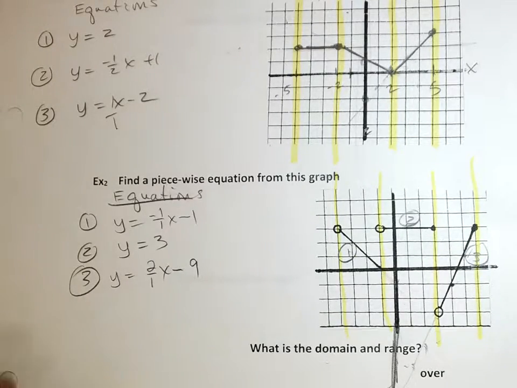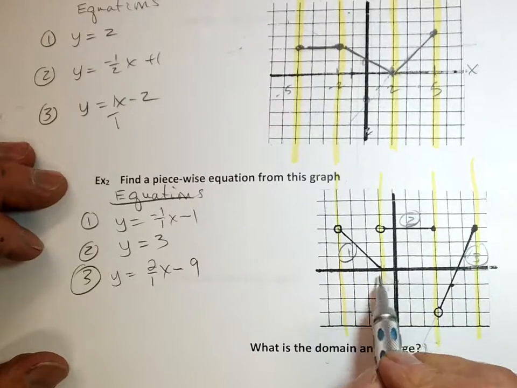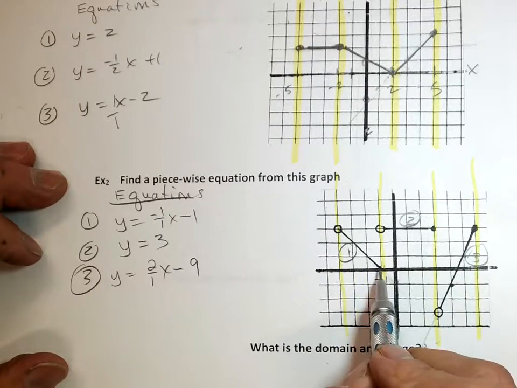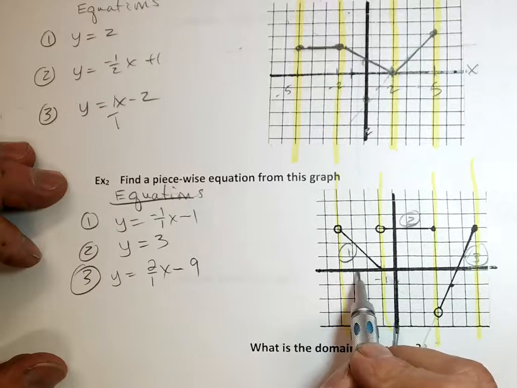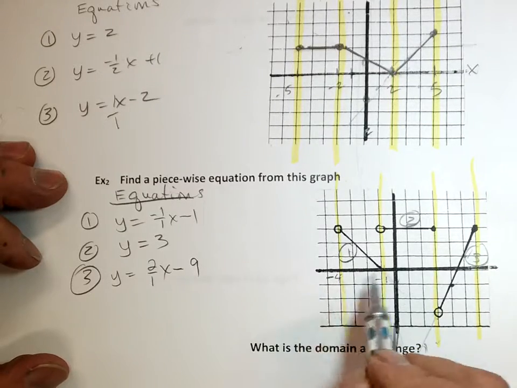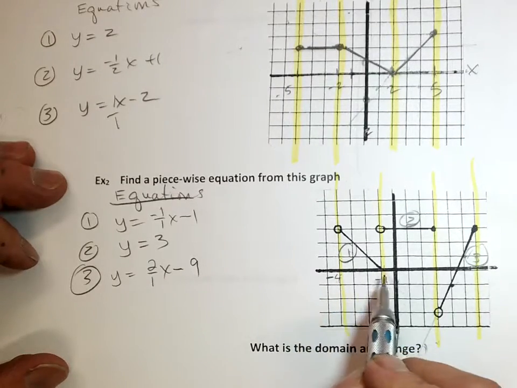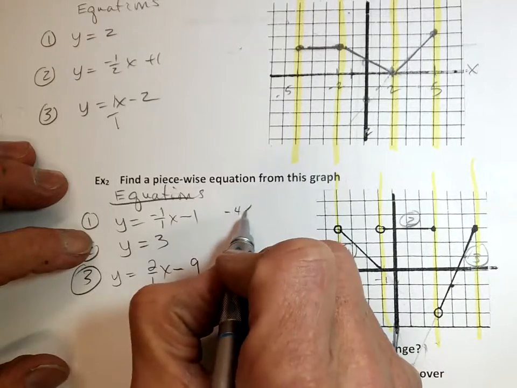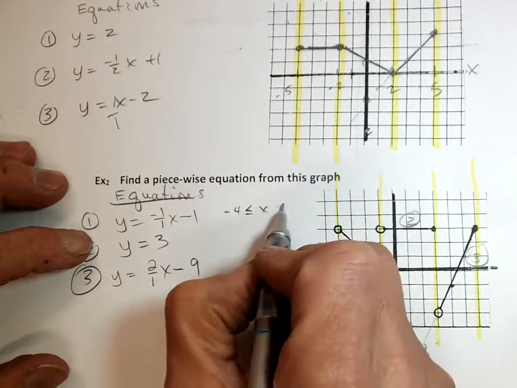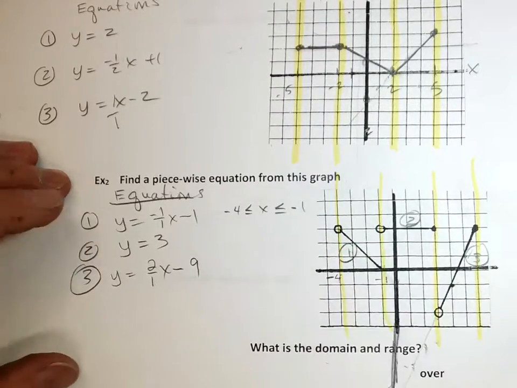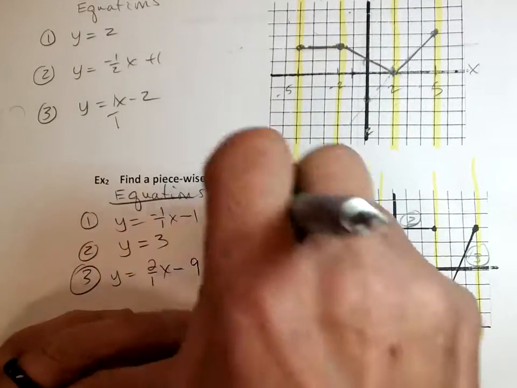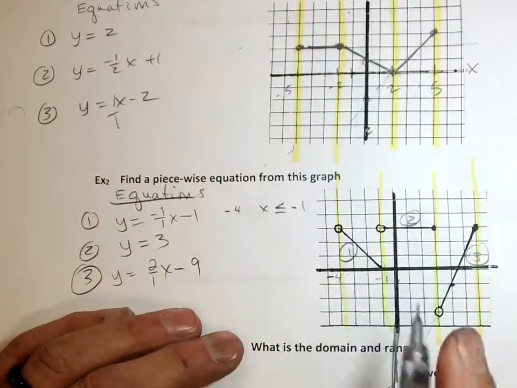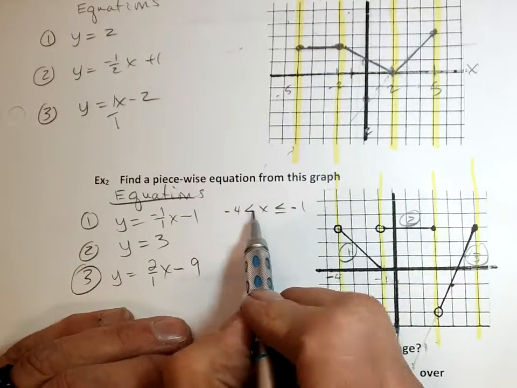Where are they connected? Well, graph 1 is between, let's see, -4 and -1. So graph 1 is between -4 and -1, so we're going to say -4 is less than or equal to x, which is less than or equal to -1. But that's not exactly true, because it doesn't equal -4, does it? Open dot. So it's just less than -4, okay?